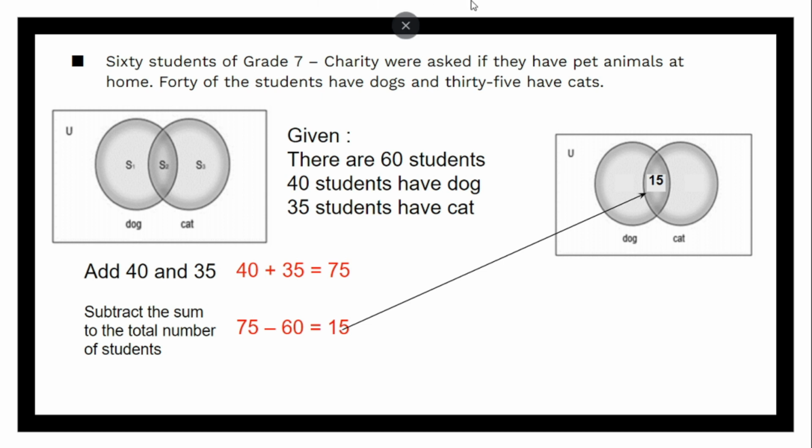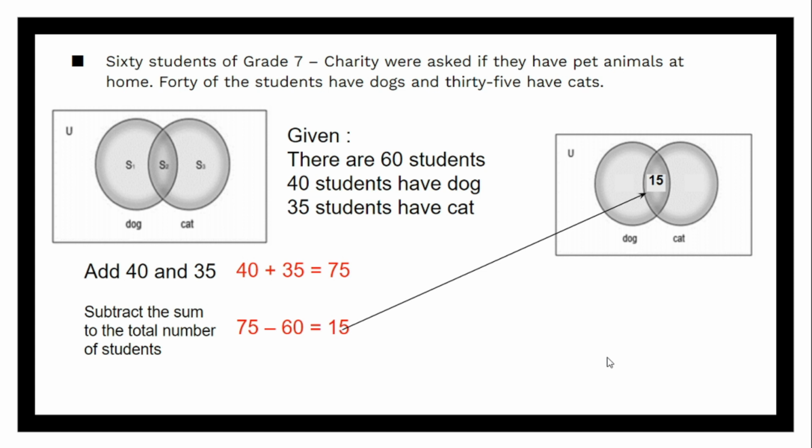Again, we have 40 plus 35, that is 75, correct? So, isubtract natin siya sa total number of the students, which is 60 lang dapat. So, meaning to say that is equal to 15, and that will be our intersection. That's it. Add these 2, and then subtract 60 from the answer. And then, we have there 15 for our intersection.